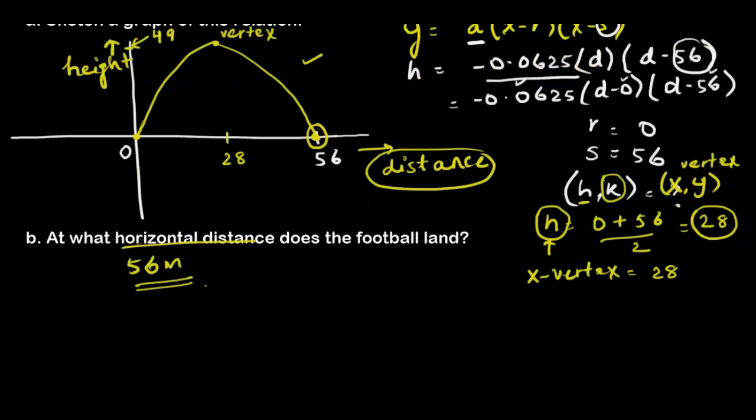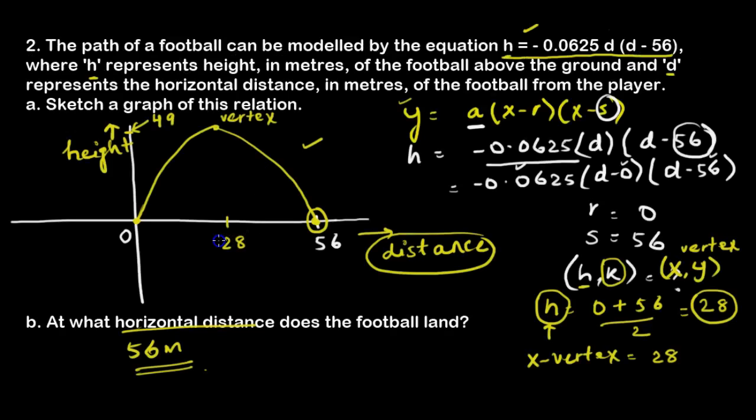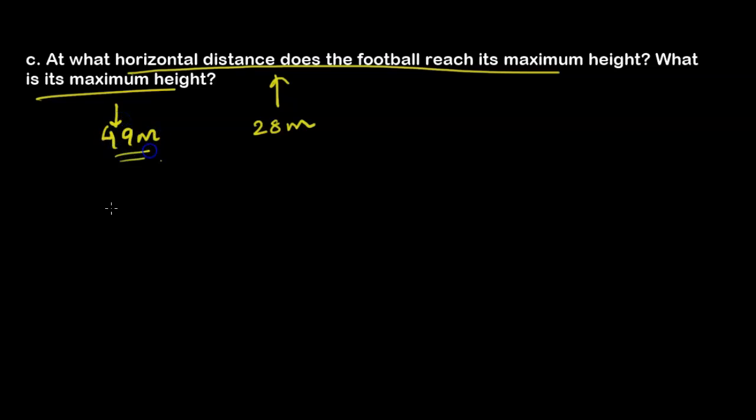Next part of the question says, at what horizontal distance does the football reach its maximum height, and what is its maximum height? We already know that it reaches its maximum height at 28 meters and its maximum height is 49 meters. So all we have to do is put this as an answer in part C. At what horizontal distance does the football reach its maximum height? This horizontal distance is 28 meters. And what is its maximum height? The answer to that is 49 meters. And that's how we answer the questions when we're given the equation in factored form of a quadratic relation.